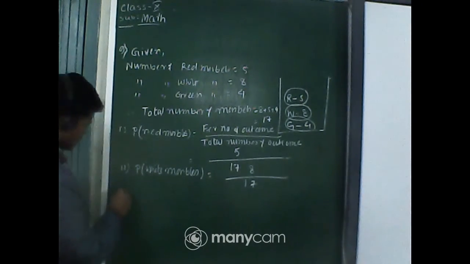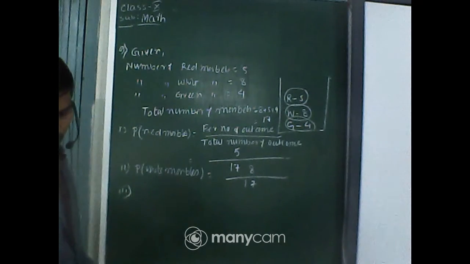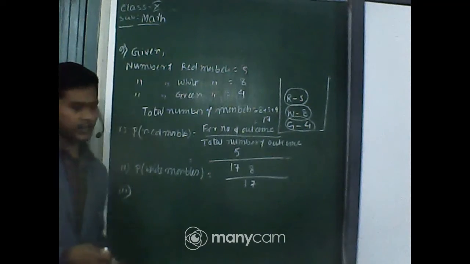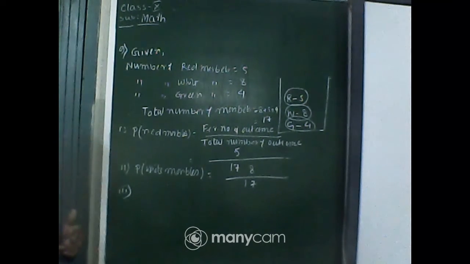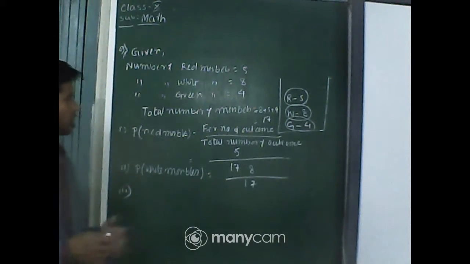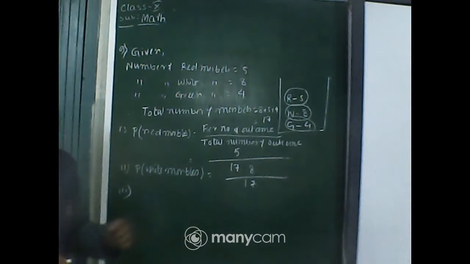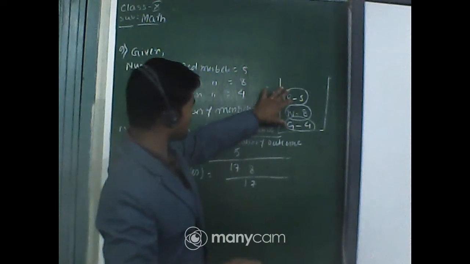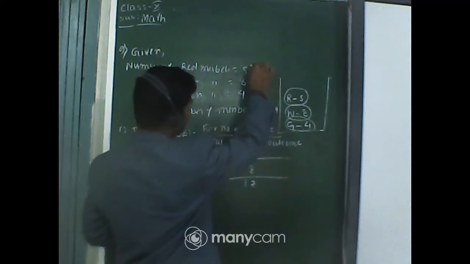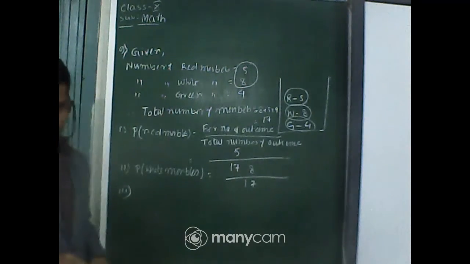And the third is not a green marble. So we have 2 procedures here for finding the probability of getting non-green marbles. You can first calculate the probability of green marbles and subtract the number from 1, you get the answer. Otherwise, from the box or from the data, find out the number of non-green marbles, that is equal to 5 plus 8 divided by total number of marbles.